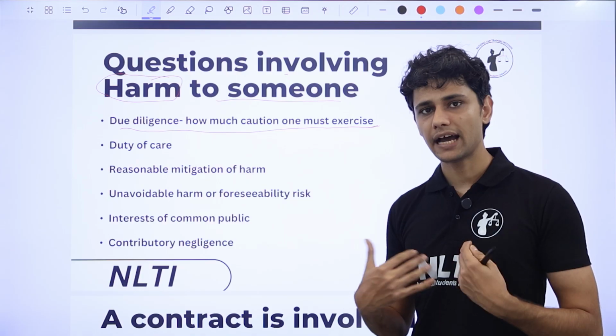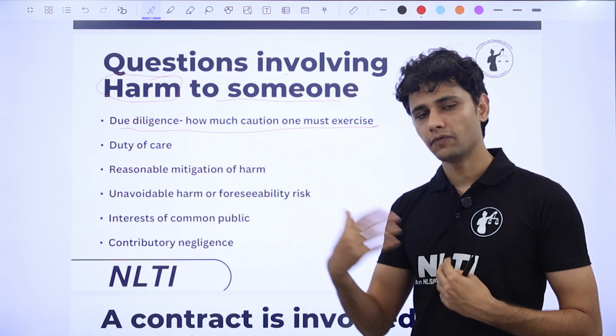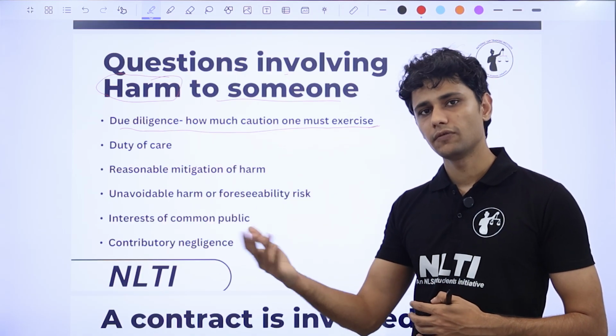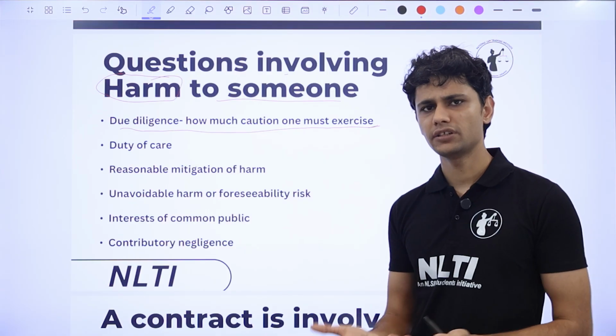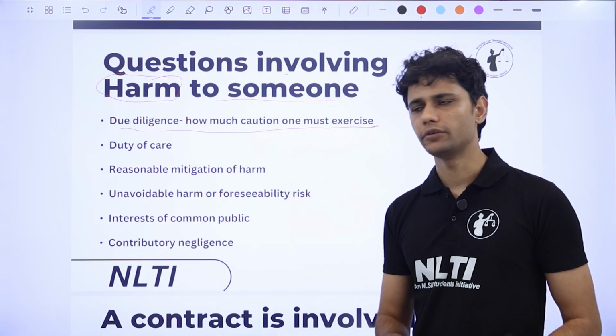Now the person says that I have suffered a harm and I will therefore sue this person for damages or for compensation, that you should compensate me because you have physically injured me.